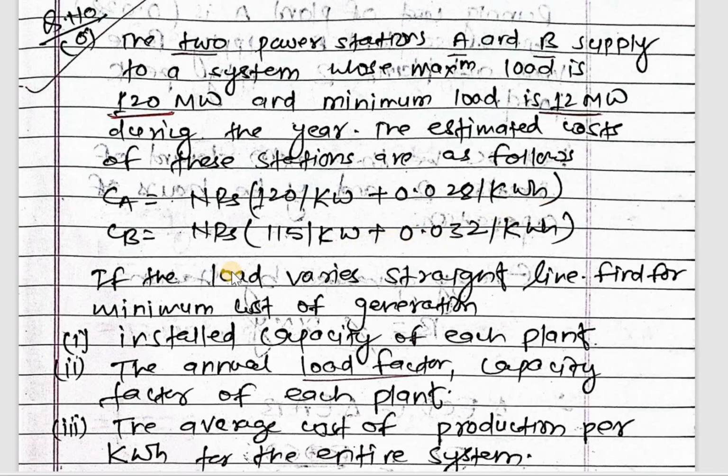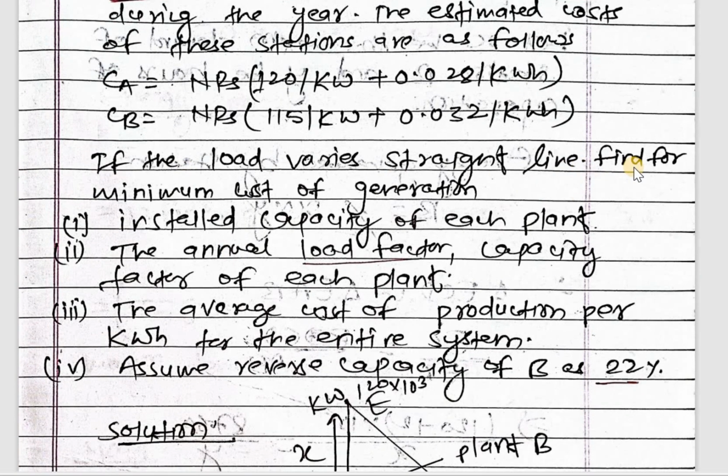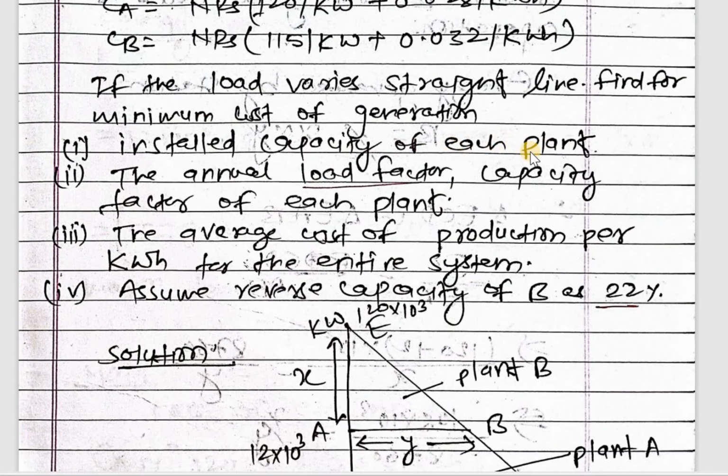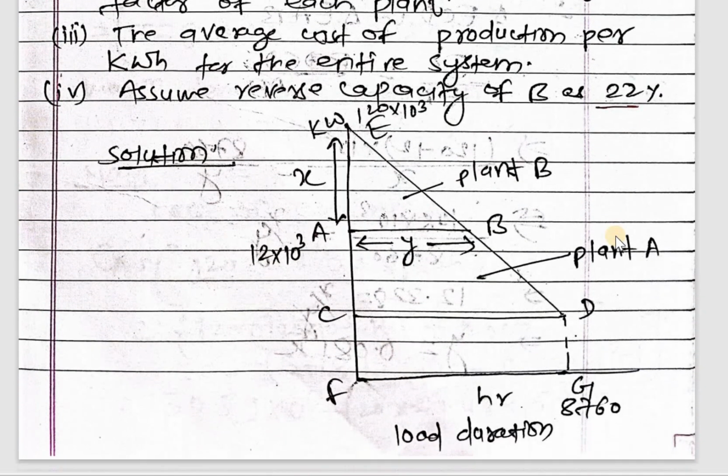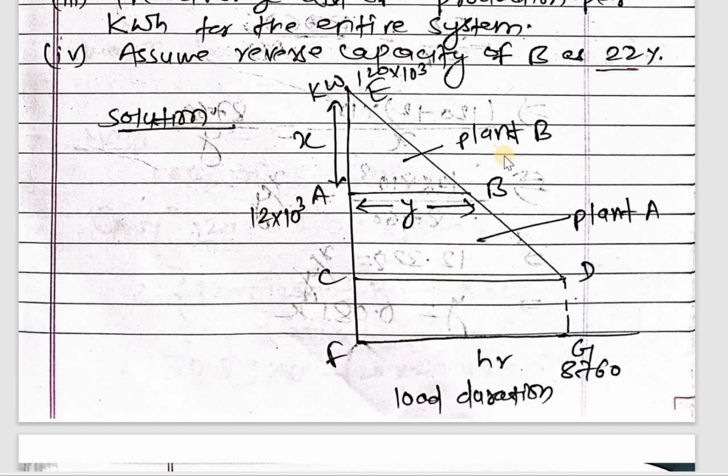If the load varies in a straight line, find for the minimum cost of generation the installed capacity of each plant, the annual load factor, the capacity factor of each plant, and the average cost of production per kilowatt hour for the entire system, assuming the reserve capacity of B as 12%. This is plant A and this is plant B. The figure is the load duration curve.